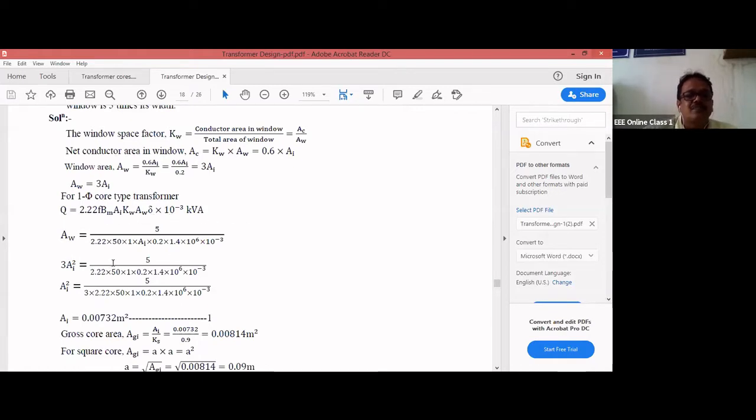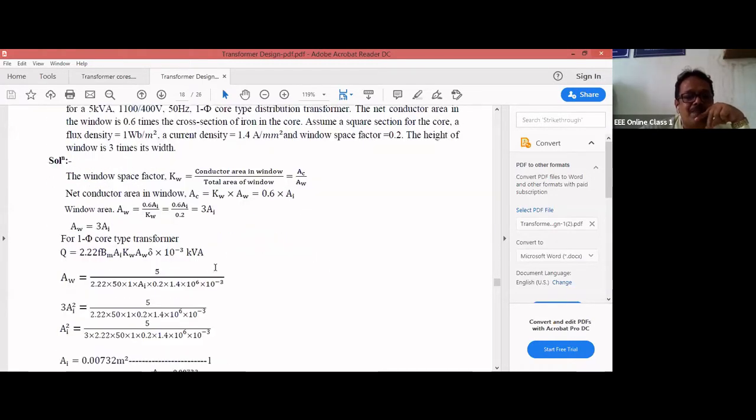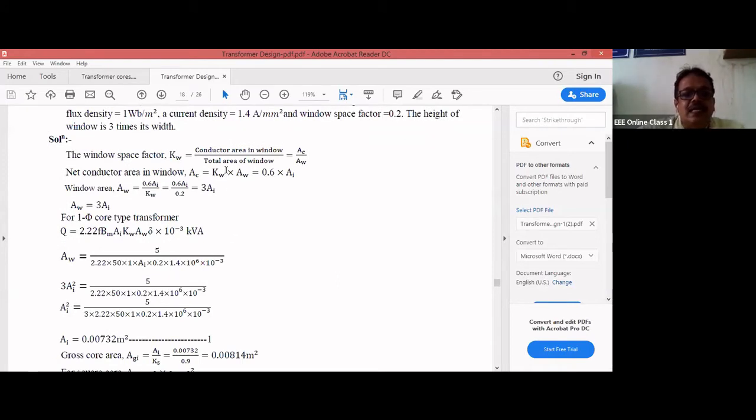In that equation, what is Q here? Q is equal to 5, so it is 5 kVA. Now see here, Kw into AW. What I have to calculate is AI, so from this equation I can calculate AI. AI is equal to Q divided by the entire remaining term.